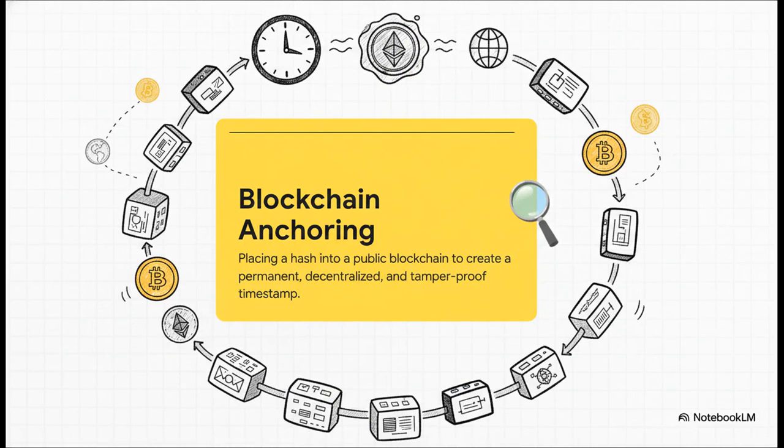Well, to get an unbreakable, immutable timestamp, we use a technique called blockchain anchoring. What you do is take that hash, like a Merkle root, and you stick it inside a transaction on a public blockchain like Bitcoin or Ethereum. In doing that, you're basically using that huge, global, decentralized network as a public notary. The result is a permanent tamper-proof timestamp that proves beyond a shadow of a doubt that your data existed in that exact state at that exact moment in time.